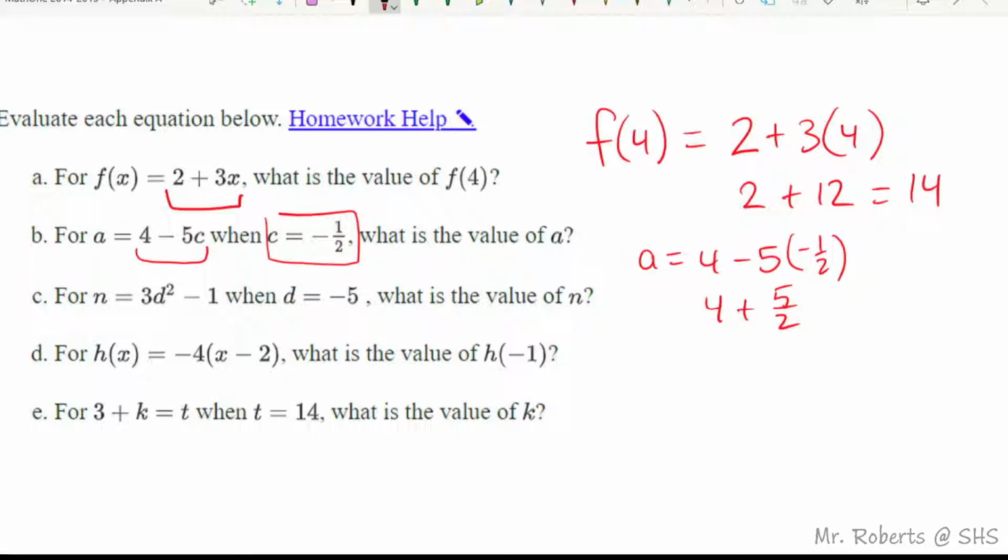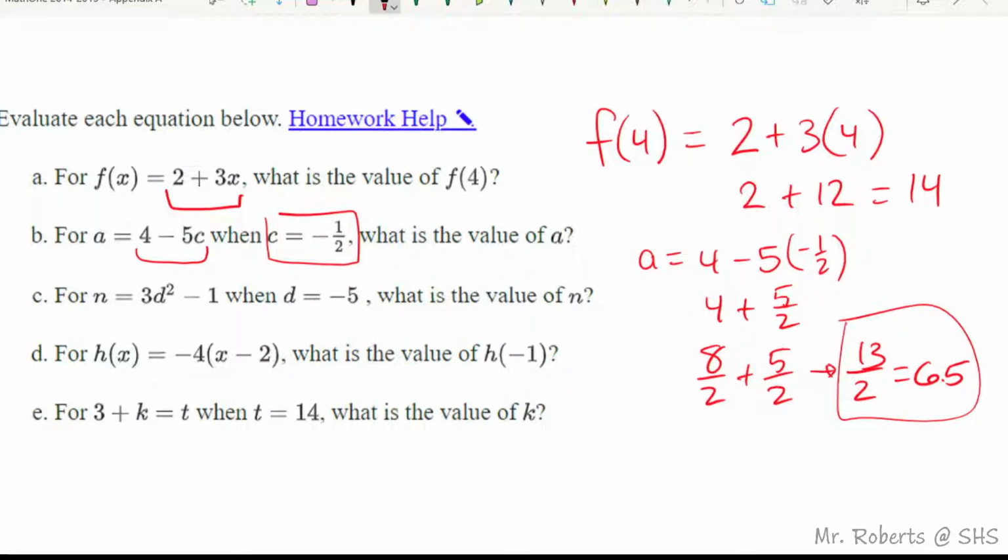So 4 plus 5/2. I'm going to turn 4 into halves. So 8/2 is the same as the number 4 plus 5/2. And I get 13/2. 13/2. And we could call that 6.5 also, but I like either one. A is going to be 13/2.